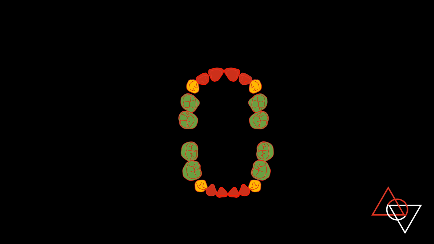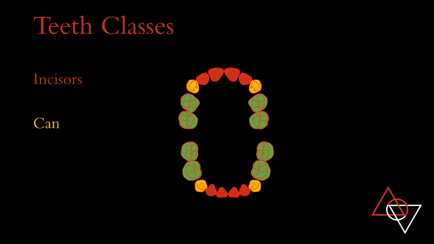The primary dentition is also called the deciduous dentition because all of the primary teeth will be replaced by the age of 12 or 13. But the next thing that I want to talk about is teeth classes. And teeth classes refers to specific groups of teeth within the mouth or within the dentition. Here, I colored the incisors in red, the canines in yellow, and the molars in green.